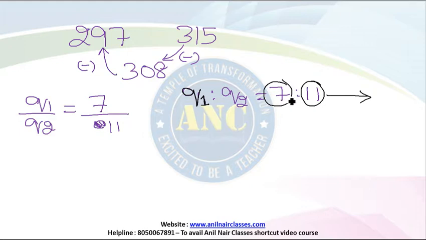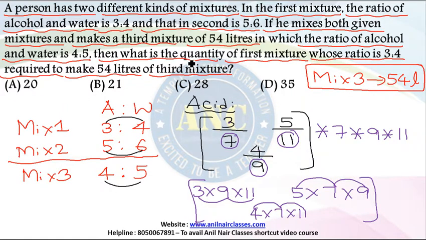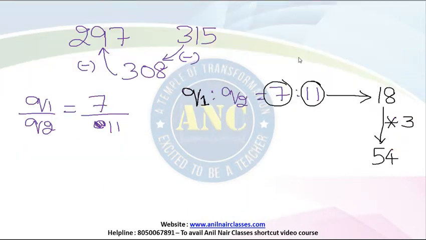7 liters of mixture 1, 11 liters of mixture 2, totally 7 plus 11, 18 liters of mixture 3. According to the ratio, mixture 3 has 18 liters of solution, but according to the question, mixture 3 has 54 liters of solution. 18 is becoming 54, so multiply by 3. What is your question? What is the quantity of the first mixture? The first mixture according to the ratio is 7, that also multiply by 3. 7 into 3 is 21. The answer for this question is 21 liters.